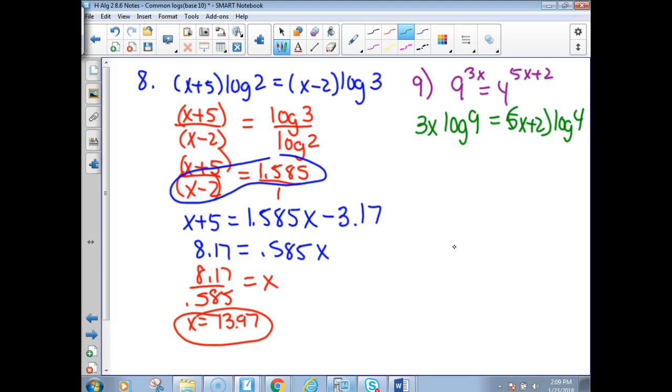Much like the last problem, it really doesn't matter which side you do it to, but I'm going to get my x's on the left, so I'm going to do 3x over 5x plus 2, dividing by 5x plus 2 on both sides, and at the same time divide by the log of 9 on both sides. Evaluate this log of 4 divided by the log of 9. Now, I could have distributed this number, but I just don't see it as being any easier to do, so I'm going to do it like this.